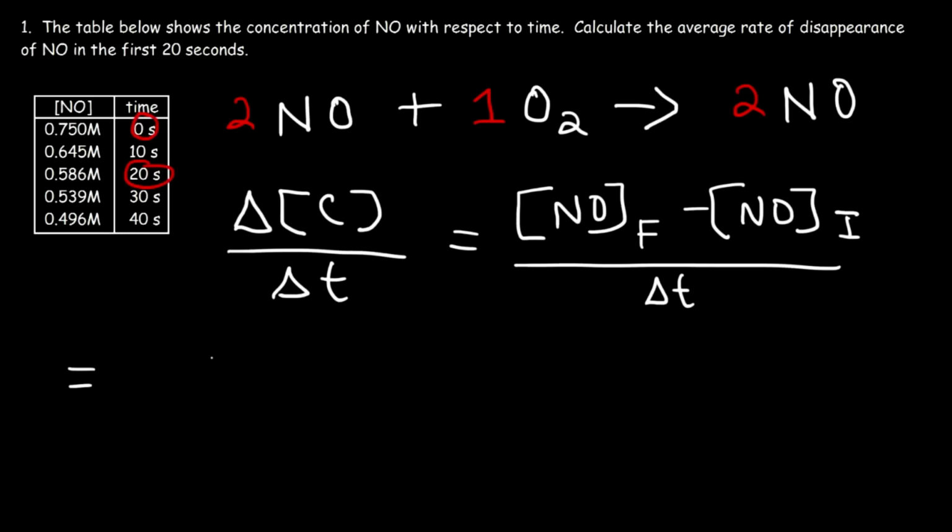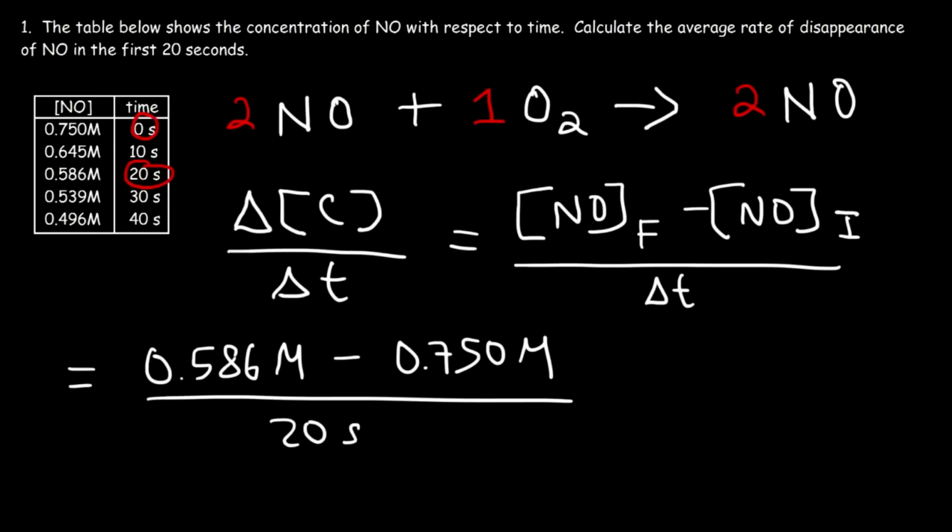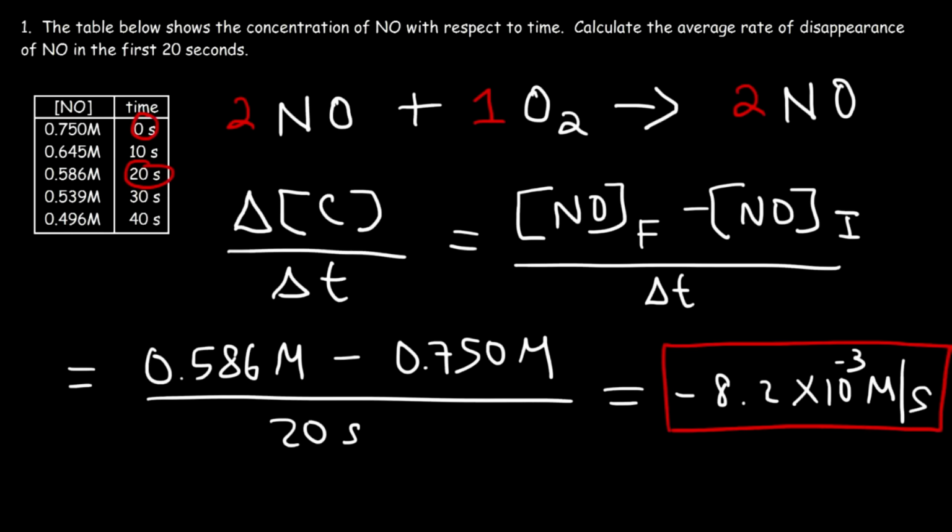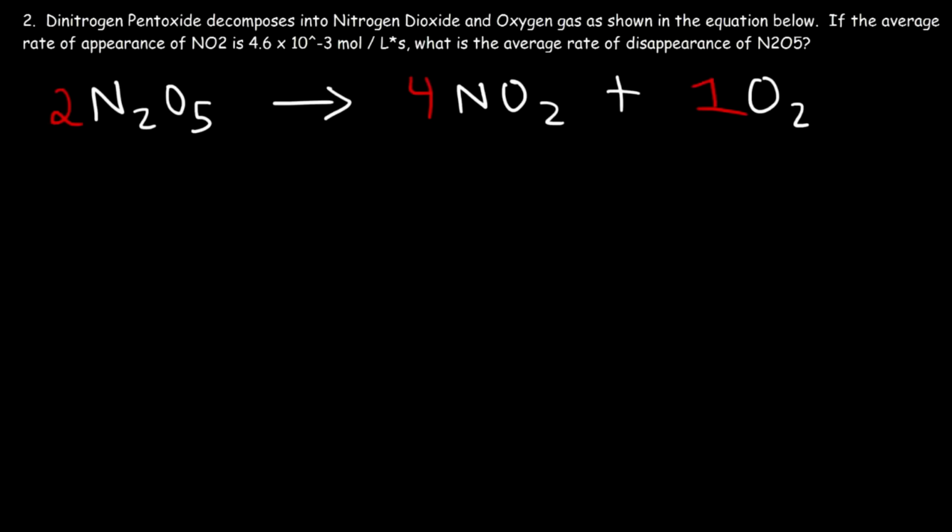The final concentration at 20 seconds is 0.586 moles per liter, which is molarity, minus the initial concentration, which is 0.75. And the time difference is 20 seconds. So 0.586 minus 0.75, that's a change of negative 0.164 divided by 20. And so the average rate of disappearance of NO is negative 8.2 times 10 to the minus 3 molarity per second. So that's the average rate of disappearance. Now let's move on to the next problem.